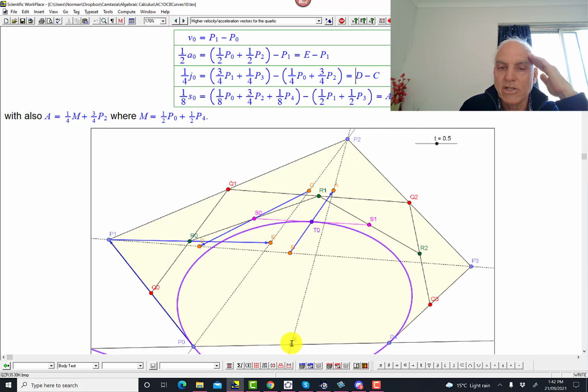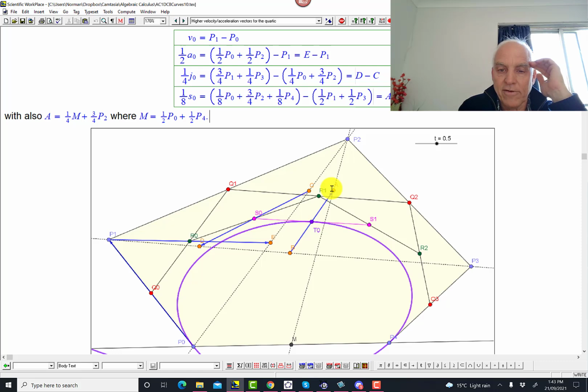Okay, so again, you could rewrite this a little bit further and then you can see that this point here, this first point A, is 1/4 M plus 3/4 of P2. So it's also the same kind of construction. We start with M now and go up to P2. We go halfway and then halfway, halfway. So that's the point A, 3/4 of the way along between M and P2. And the point B, well, that's just the midpoint of P1 and P3, which is this point down here. That's B. So the 1/8 of the snap is this vector here.